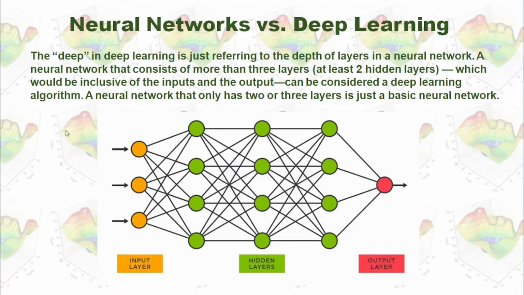You might have heard the terms neural network and deep learning. So what's the difference? Usually we have hidden layers in the neural network. If we have at least 2 hidden layers, we call it deep learning.